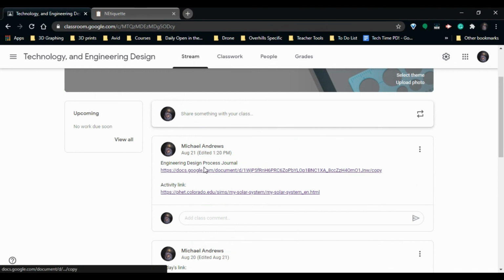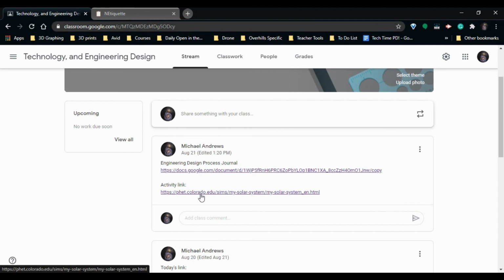There's also a journal lab format that we're going to be keeping for when we do major projects. You go here and you click on this link, and it will make a copy of this in your Google Drive, and we'll be filling those out whenever we do our larger projects.